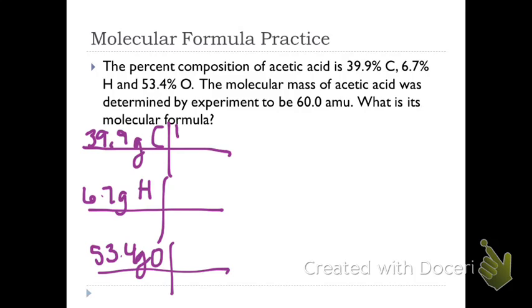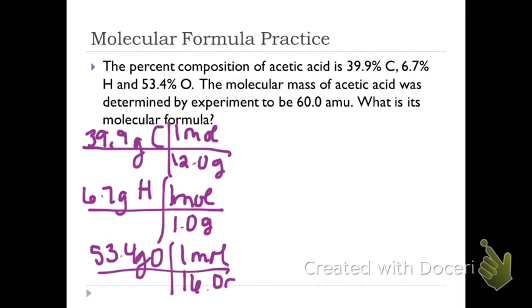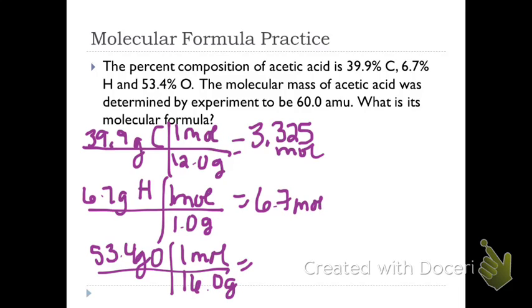Then convert to moles. A mole of carbon happens to be 12 grams of carbon. A mole of hydrogen happens to be 1 gram of hydrogen. A mole of oxygen happens to be 16.0 grams. Divide them all. Do not round. You get 3.325 moles of carbon. You get 6.7 moles of hydrogen. You get 3.3375 moles oxygen. Then proceed like we just did for the last problem.